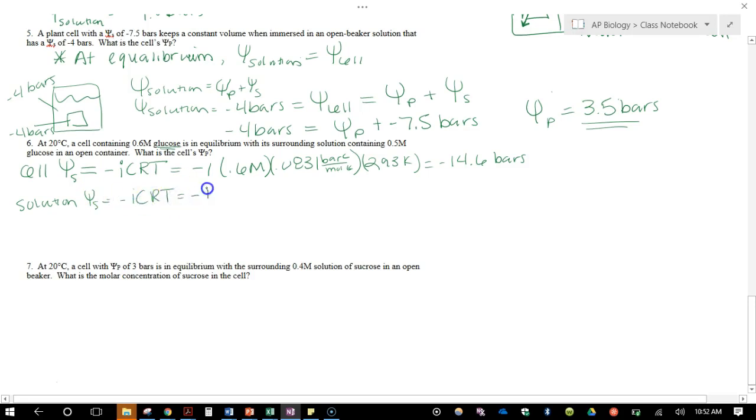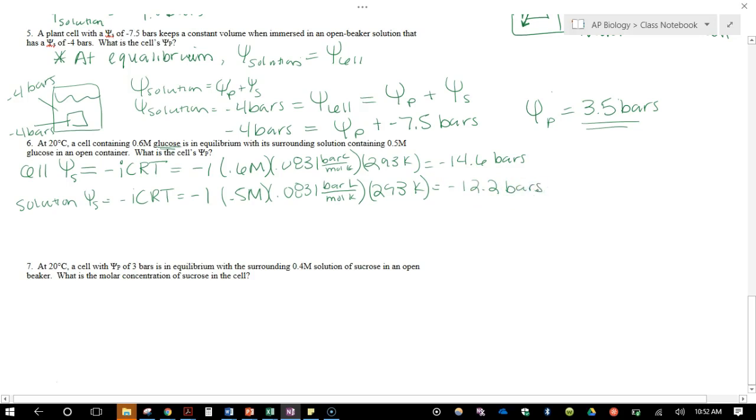Negative I C R T: negative 1, we are working with 0.5 molar in solution, times the gas constant, times 293. This would equal negative 12.2 bars.